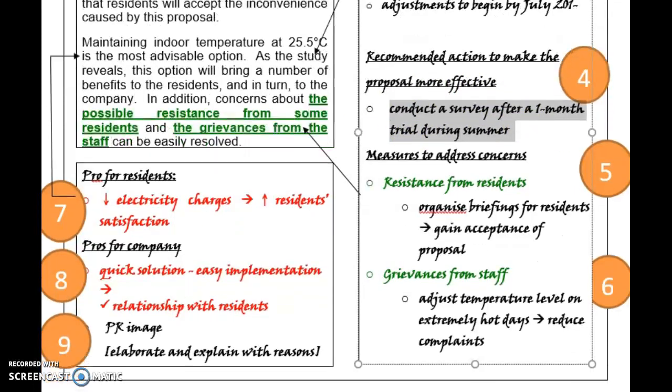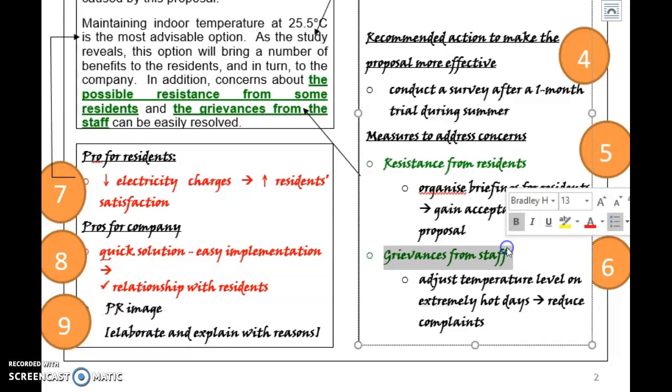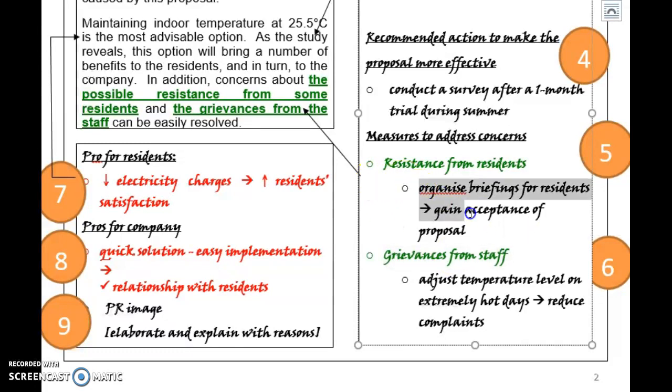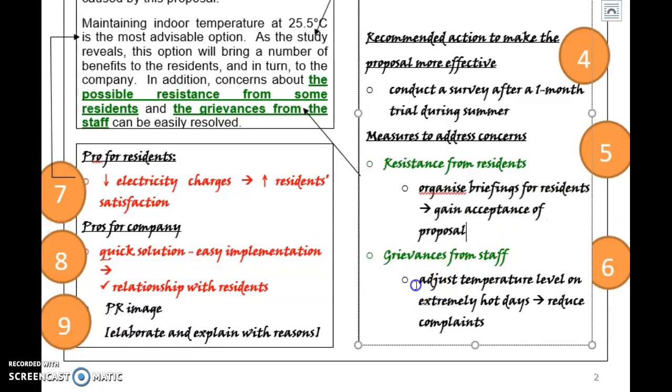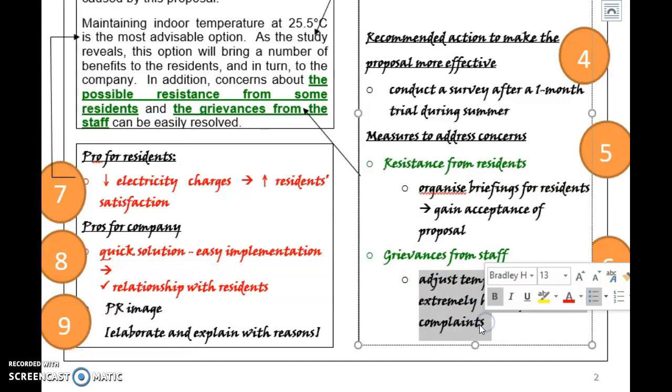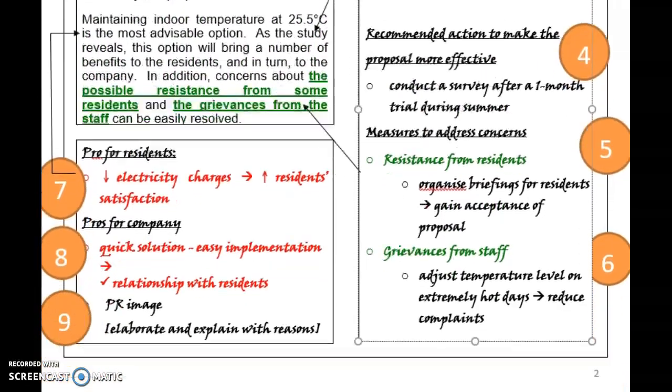And next, do you remember in part 1, for each initial proposal, there are 2 benefits and 2 concerns. And here are the 2 concerns. For these 2 concerns, this is the way to deal with the concern. This is another way to deal with another concern. So that's it for the implementation subsection.